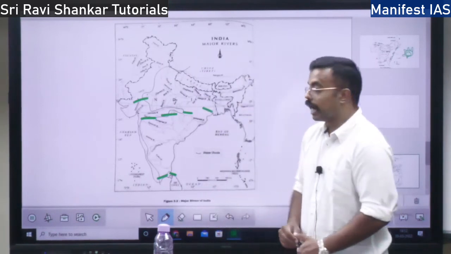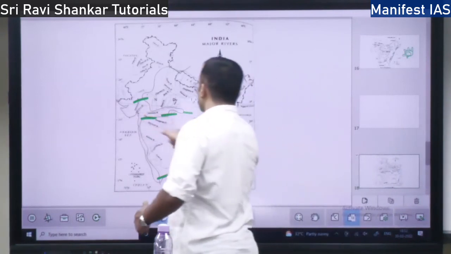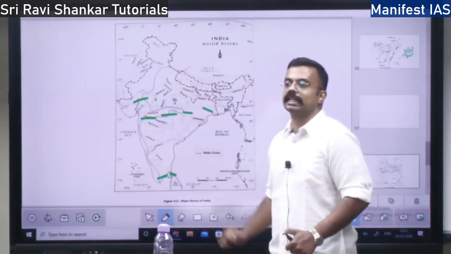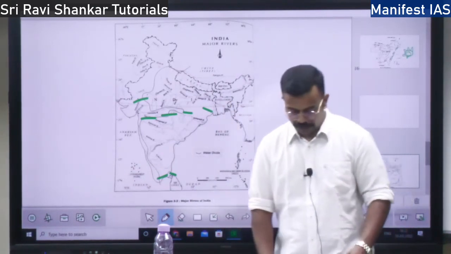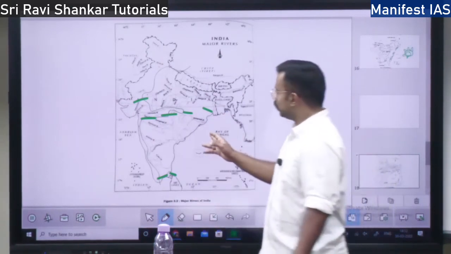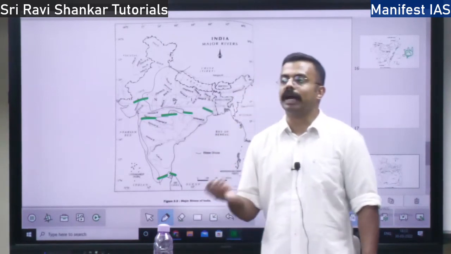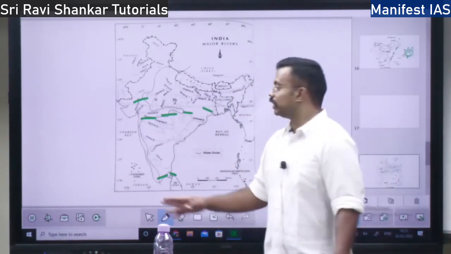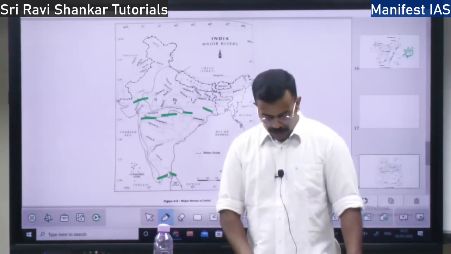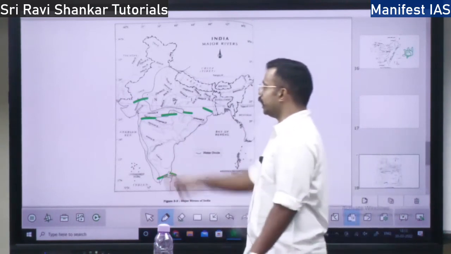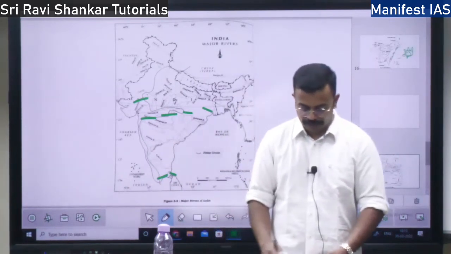Then you have the Eastern Ghats. It is eroded by rivers. The rivers that come from this side have broken the Eastern Ghats into multiple parts. So, here you have multiple mountains: the Javadi Hills, Nallamala Hills, Mahendragiri Hills, Garjat Hills. All these hills are in the Eastern Ghats, right? Where do the Western Ghats and Eastern Ghats meet? Both of them meet at the Nilgiri Hills.